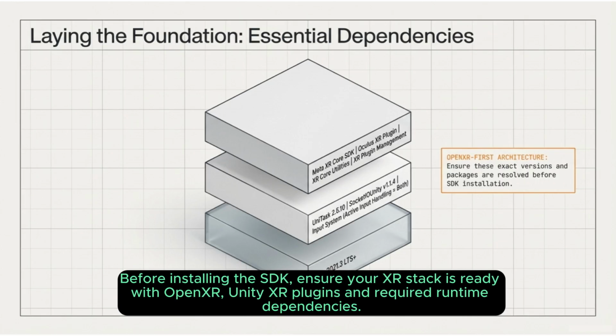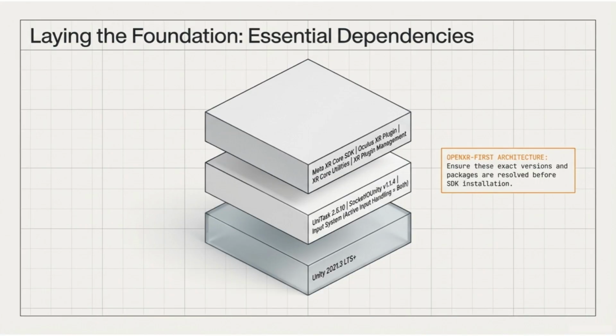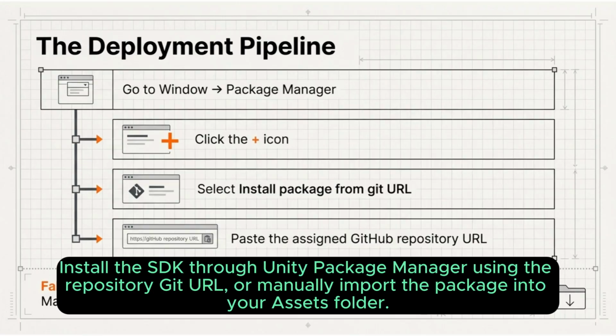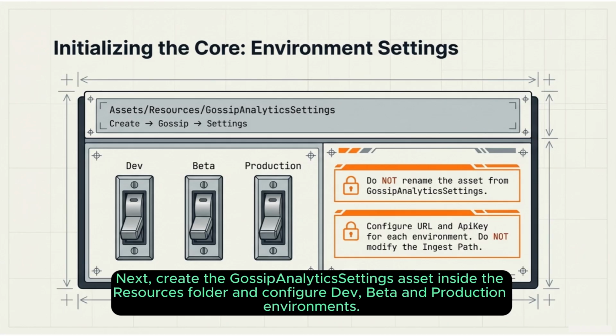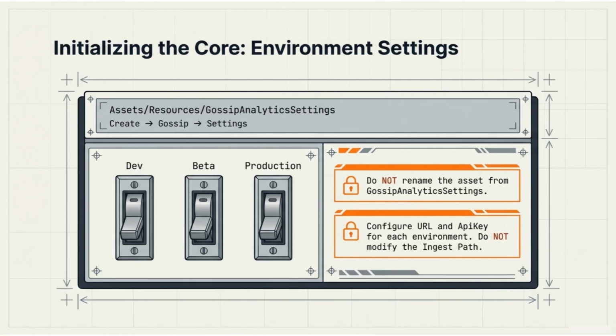Before installing the SDK, ensure your XR stack is ready with OpenXR, Unity XR plugins, and required runtime dependencies. Install the SDK through Unity Package Manager using the repository Git URL, or manually import the package into your Assets folder. Next, create the Gossip Analytics Settings asset inside the Resources folder and configure dev, beta, and production environments.